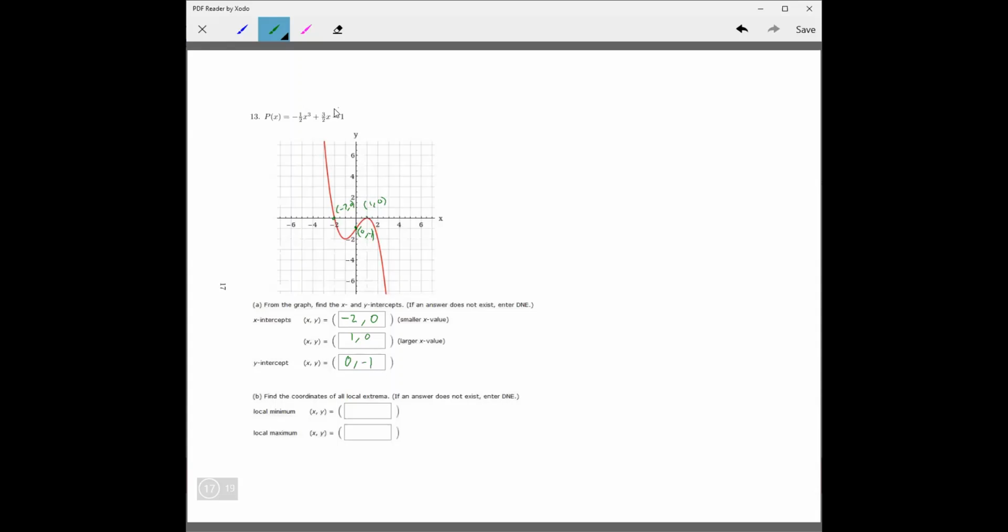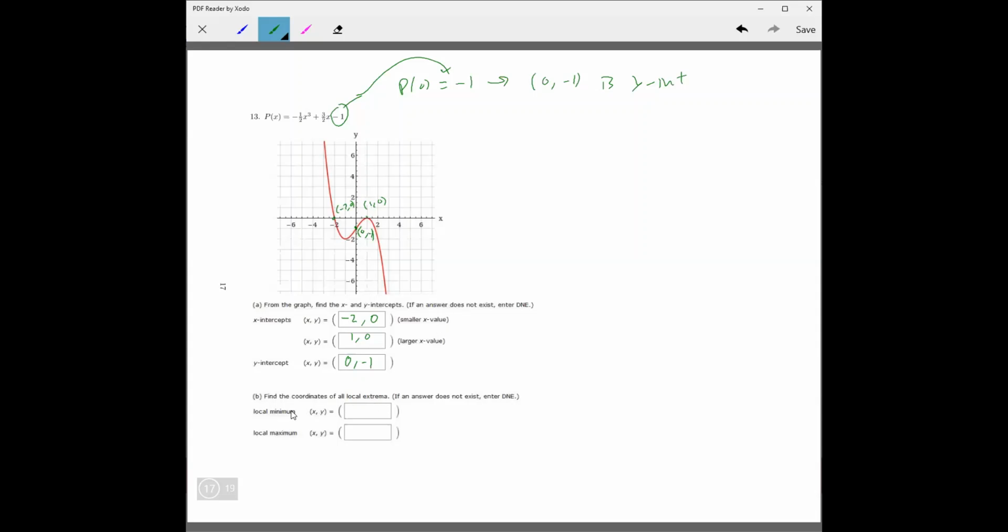You can also get the y-intercept from here, because you have it in this form, and if you set x equal to 0, you're just going to get this last term right there. So (0, -1) is the y-intercept. You can also get it from the equation, I'm saying.